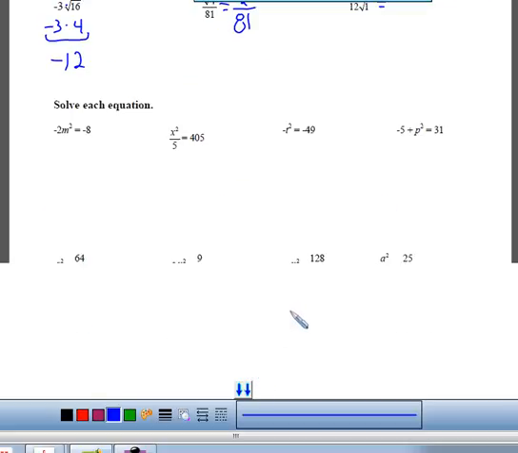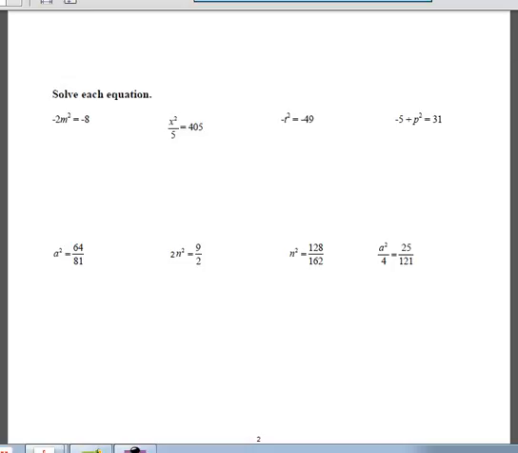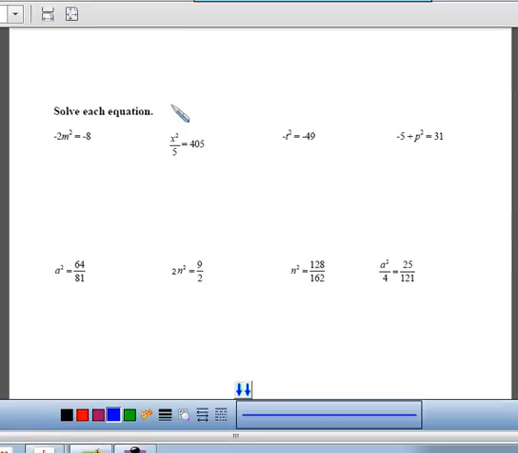Now, we are going to be solving equations. And so because these are equations, because we're finding a variable, we are basically going to be finding the positive and negative answer for these square roots. Now, when you solve equations, you basically are going backwards in order of operations. So, square root happens last.